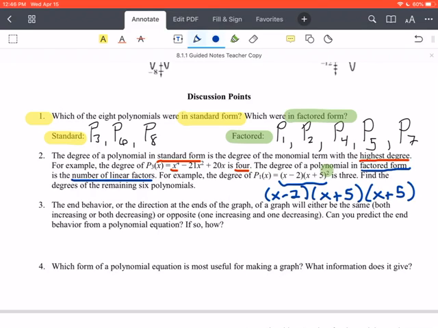Okay, now please note that if you put a constant out front, which a constant is like a number, so if I were to put like a 3 here, this is still a third degree.